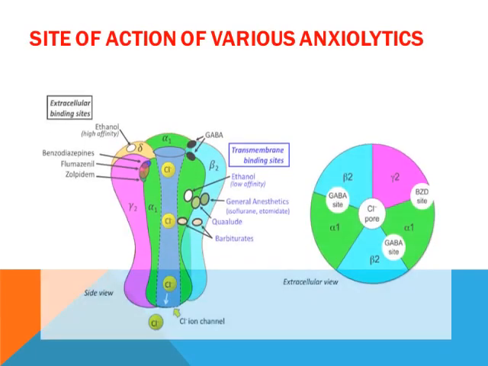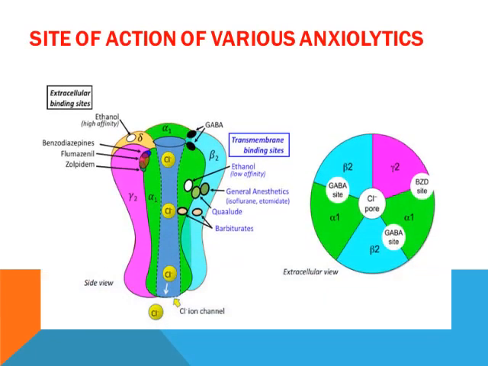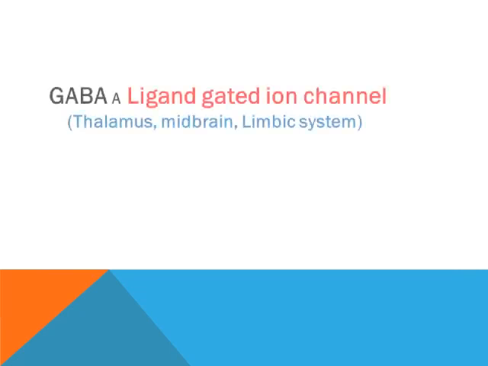In my previous video, I discussed GABA A type of drugs, that is benzodiazepines and barbiturates. Although ethanol or alcohol is also a GABA A type of drug, it's not a part of our discussion today. I will discuss it separately in my upcoming videos. So keep watching. There are three types of GABA receptors.